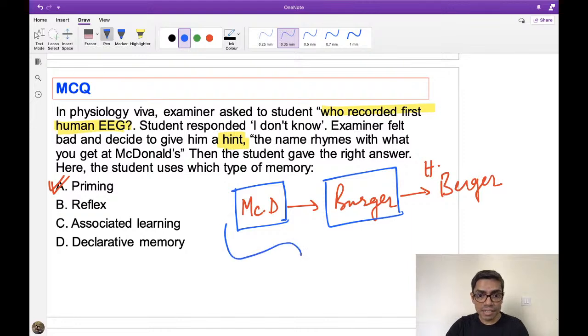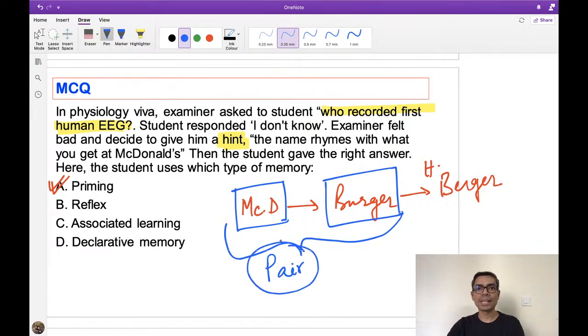If you teach this thing to the student multiple times, so the teacher is teaching this thing to the student multiple times, then what is happening? The pairing is going on, and when the pairing has completely developed, and then when the external examiner is giving a hint that MACD, immediately you are giving the answer Hans Burger, then this is known as associative learning.